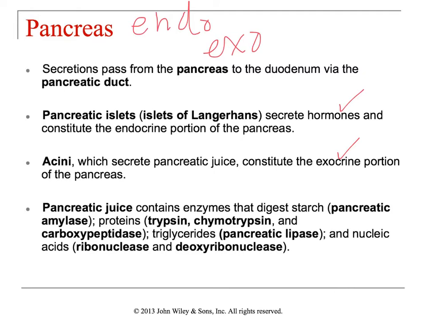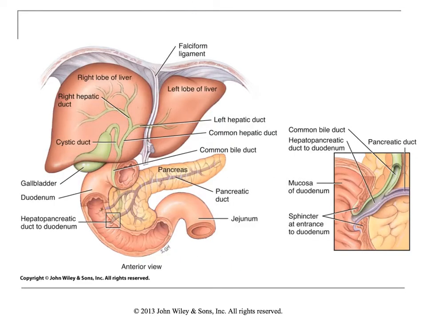Okay, so exocrine-wise, here's what it releases. It releases pancreatic amylase. Okay, it releases trypsin, chymotrypsin, carboxypeptidase. Okay, it releases pancreatic lipase, and then it releases 2 enzymes that will break down DNA and RNA, ribonuclease and deoxyribonuclease. Okay, so here's a picture of all the ducts.